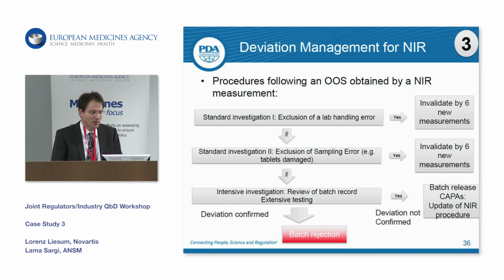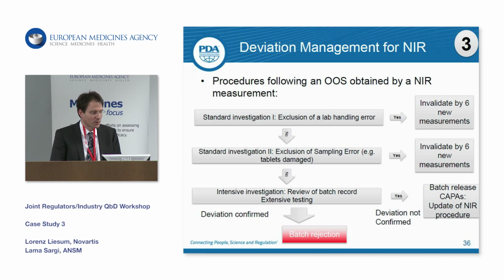If this was just a handling error, that the operator placed the tablet in the wrong position, then we could invalidate this initial OOS result by 6 consecutive new measurements on the same tablets. If we exclude a trivial lab handling error, then the second source of the error could also be a sampling error. The tablets could have been damaged, or there might be a contamination of the tablets. Therefore, we would sample an additional set of tablets and repeat the NIR measurements to see whether the OOS result would be confirmed or whether they will be in spec. In the case that the OOS is still confirmed, then we would proceed to an intensive investigation.